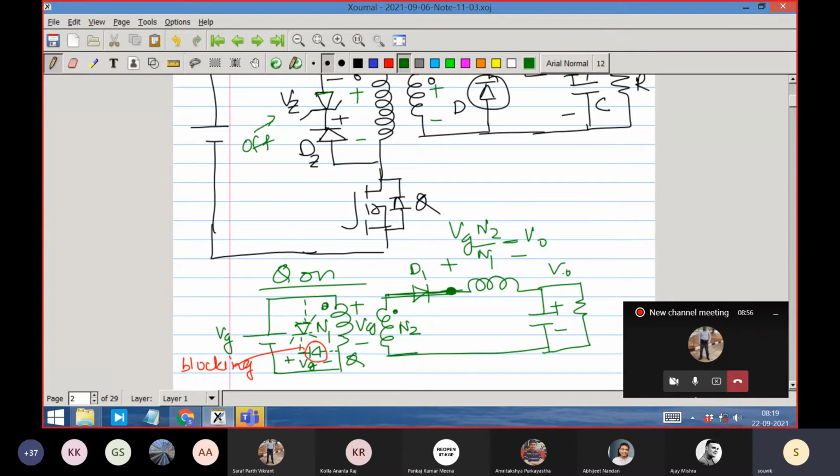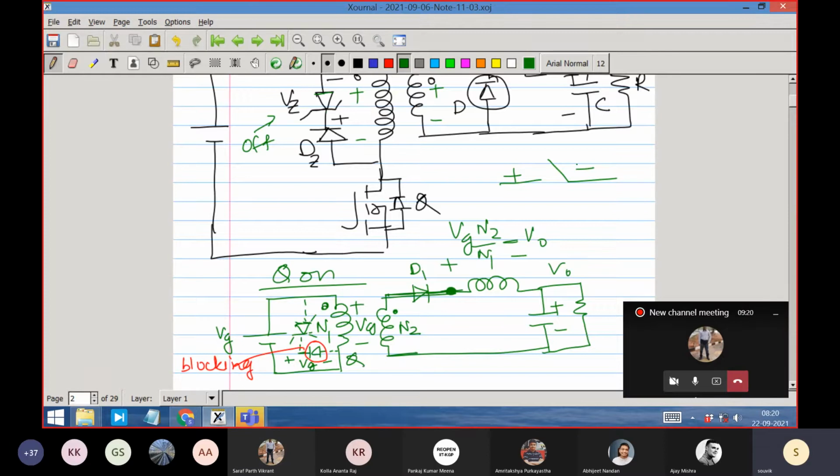Blocking the voltage means it is not conducting. Suppose I say the switch is blocking. What does it mean? The switch is open, but the voltage is applied across it. Voltage is appearing across it. It is not conducting, and it is not letting the voltage pass through it. That is the sense of the word blocking.